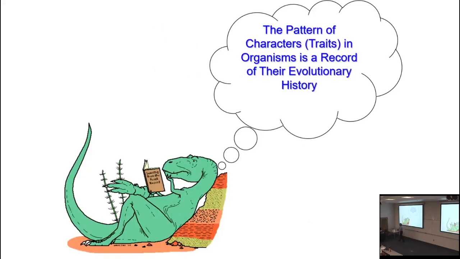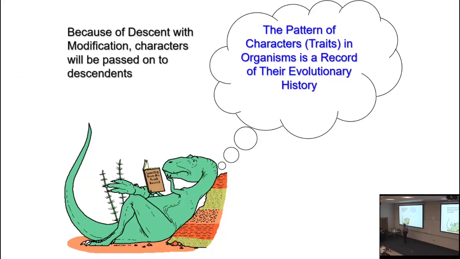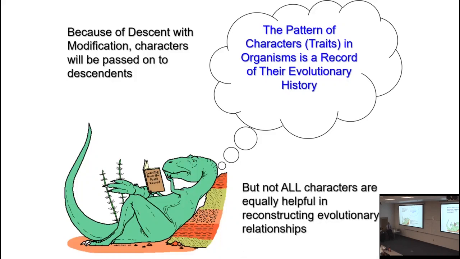Now, the pattern of characters, the pattern of traits, is a record of their evolutionary history. So when we look at a tree, we see the distribution of traits, and that tells us something about the evolutionary history of the trait, and as we saw, we use that information to reconstruct the evolutionary history of those groups, or groupings. Because of descent with modification, characters will be passed on to descendants. But it turns out not all characters, nor all character states, are equally helpful in reconstructing evolutionary relationships.